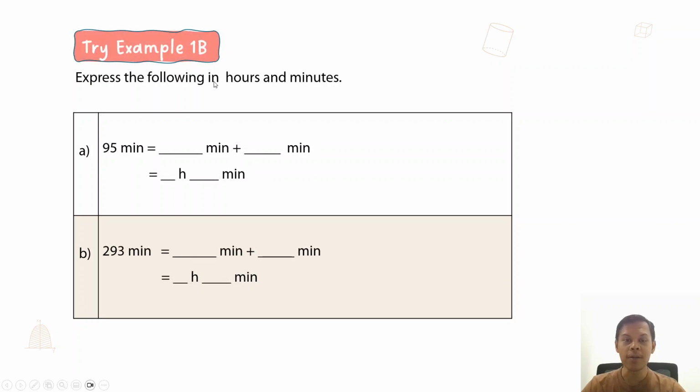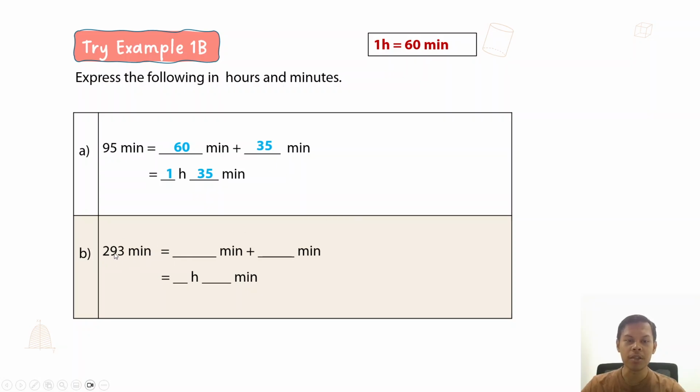Express the following in hours and minutes. Okay, so we have 95 minutes. We need to change this into hours and minutes. So how are we going to do this? We need to know this. In this 95 minutes, there should be another 60 minutes. So those 60 minutes, we need to split them up. So it's going to be 60 minutes here plus the remainder is going to be 35, which is equal to 1 hour 35 minutes.